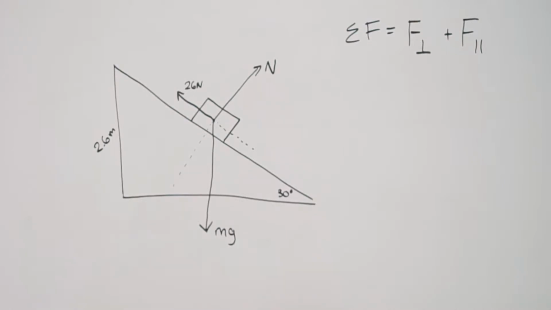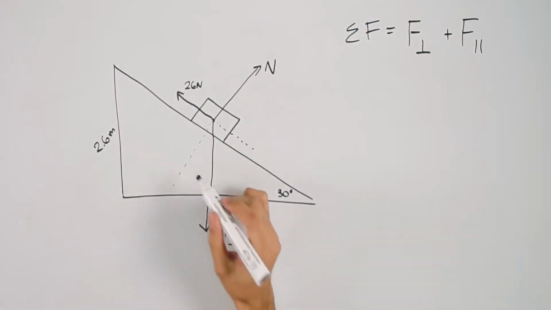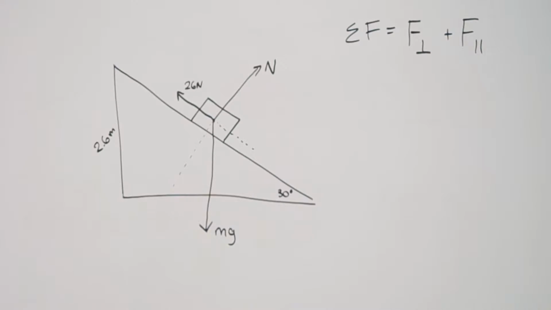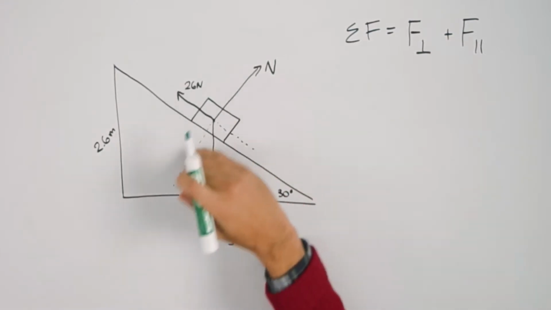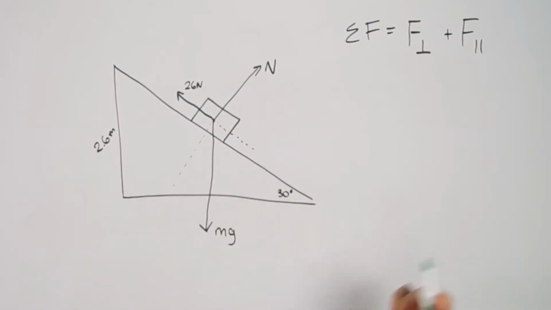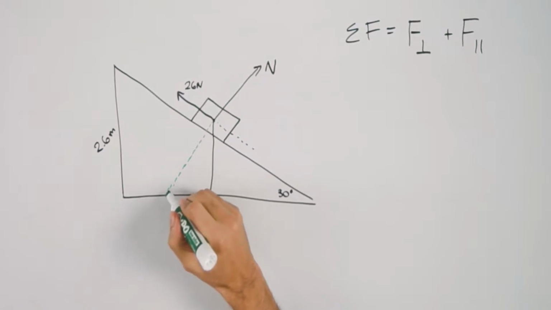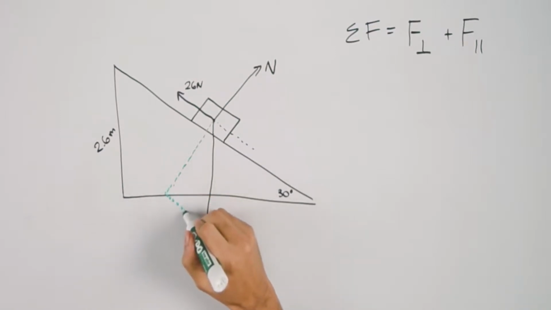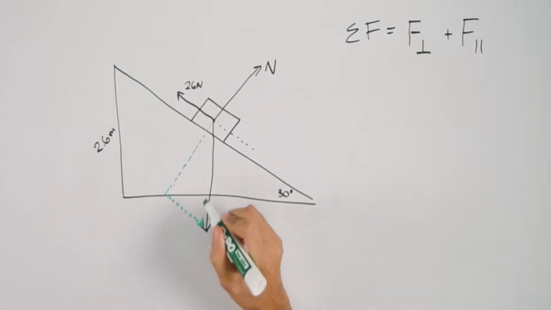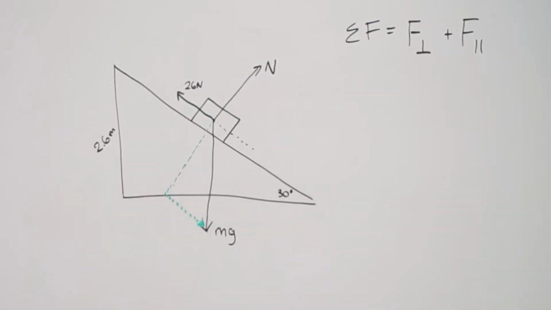Now, here's the tricky part. We're actually going to have to do some trigonometry. So what we want to do is split up this mg, the weight force, into its perpendicular and parallel components. So we do that with trigonometry. We want to split it up into a perpendicular component and a parallel component, so that way we can use it when we're doing our sum of the forces.